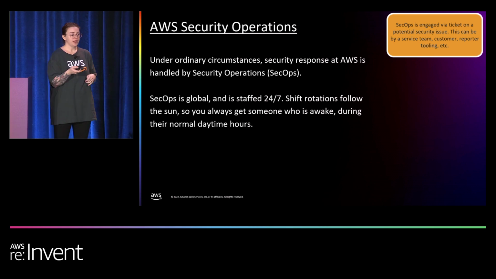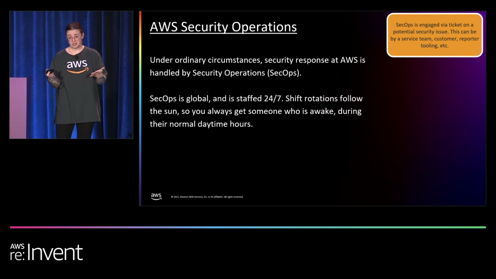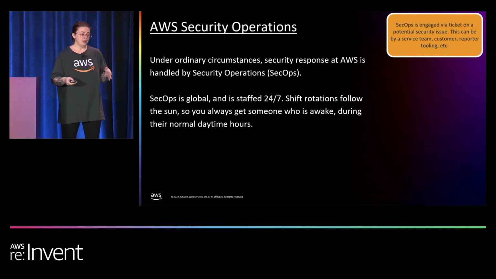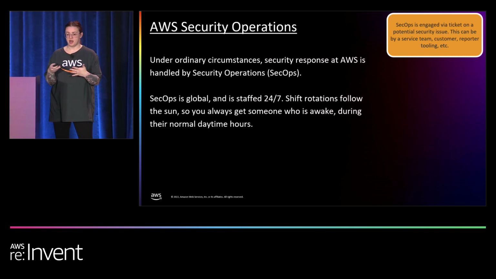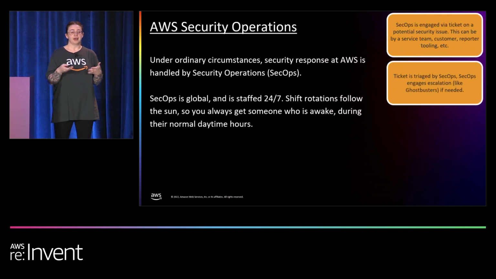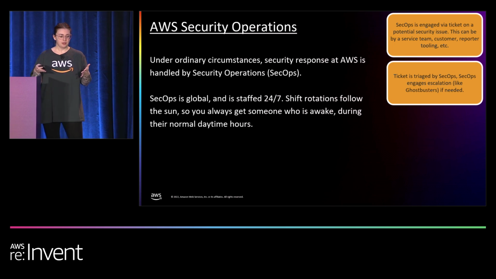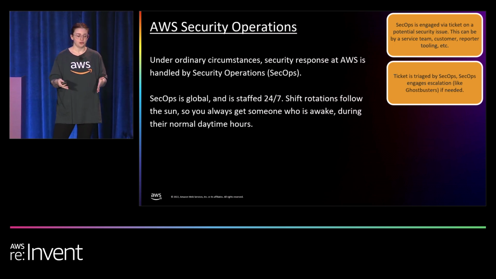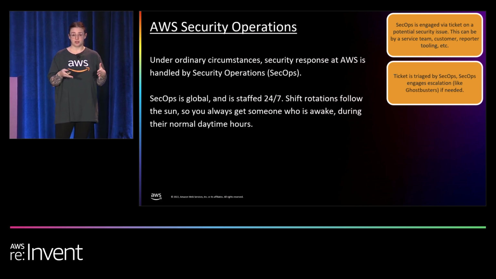What that looks like in the normal flow of events is something like this. You cut a ticket to SecOps, and it's a potential security issue at this point. Maybe you know something happened. Maybe you know there was a potential for something to happen. It can come from a service team, it could be a customer report, or it could be automated through tooling. It doesn't matter where it comes from. That ticket gets triaged by SecOps, and then SecOps looks at the ticket and engages escalation where they need to. In a lot of cases for security events, that might be someone like the Ghostbusters.